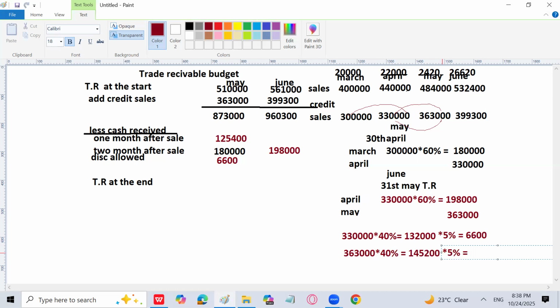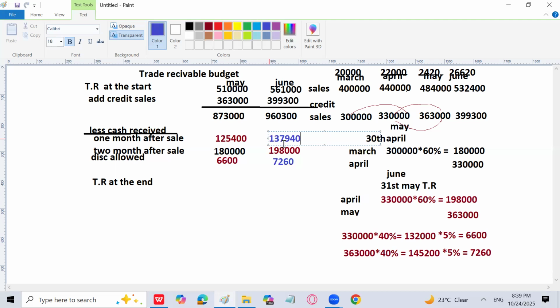145,200 into 5%. The discount is 7,260. So I'm going to write discount here. That is 7,260. And the amount we are going to receive, that is going to be 145,200 minus 7,260, because that is not received actually. That is 137,940. Okay. That is 1 month after sale.